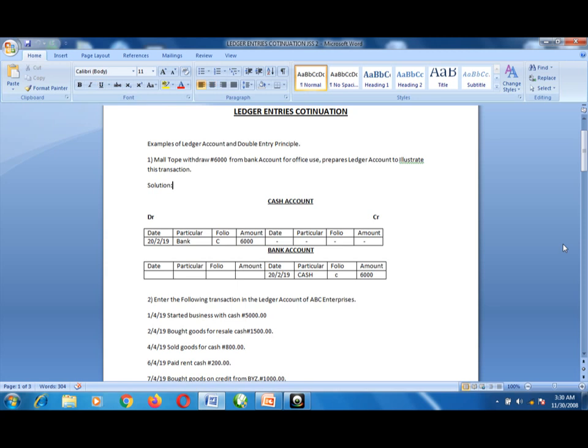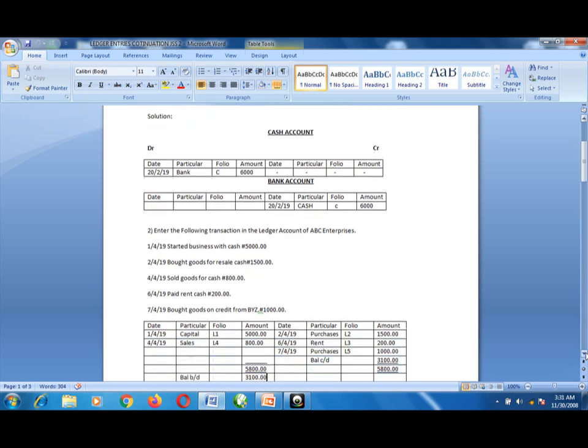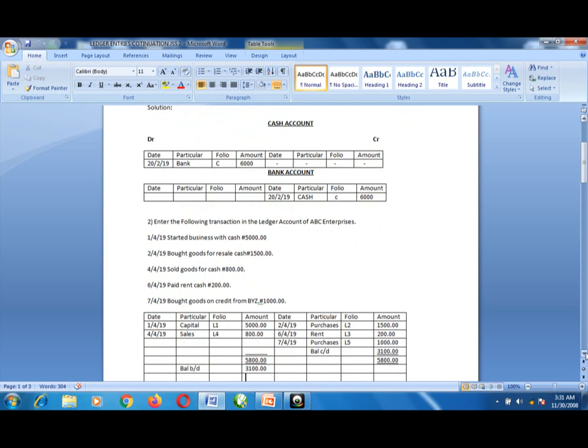Example 2. Let's move on to example 2. Enter the following transactions in the ledger account of ABC Enterprises. ABC is the owner of that account. You have to open a ledger account for him. The question goes like this. 1/4/2019: he started business with cash, 5,000 naira. That is his capital. 2/4/2019: bought goods for resale.